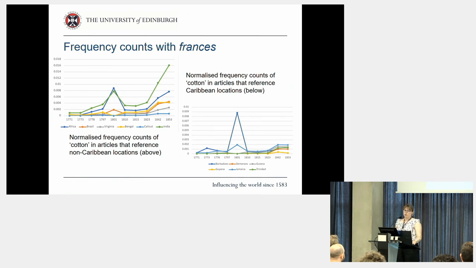So we know that cotton was produced in the West Indies, but there was a lot of unfortunate unsuccesses and unfavorable weather conditions and famines that eventually led to basically an abandonment of the production, and the focus was shifted to other areas, which is reflected in the sharp increase in here.